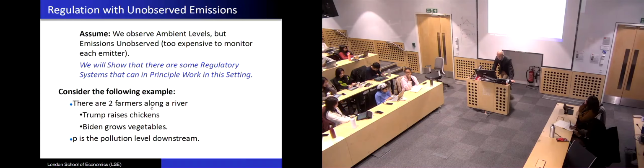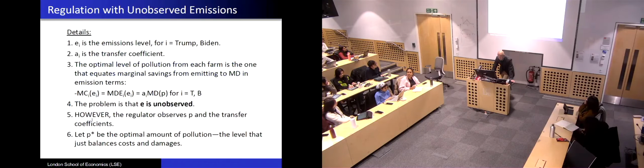There are two farmers along a river, going back to the river example, with two random names, Trump and Biden. Trump raises chicken and Biden grows vegetables, okay? P is the pollution level downstream. So again, there are two US presidents that are farmers now, and they do their operation along this beautiful river, and they cause some pollution, all right? Let's give you some more details.